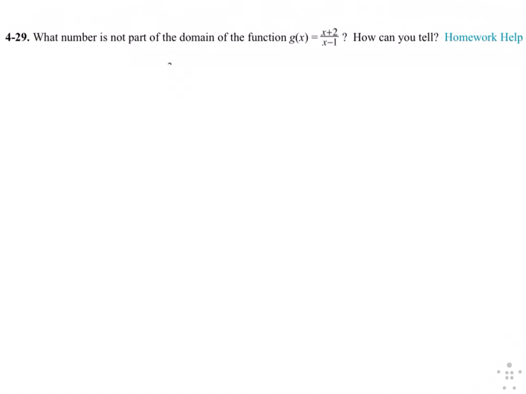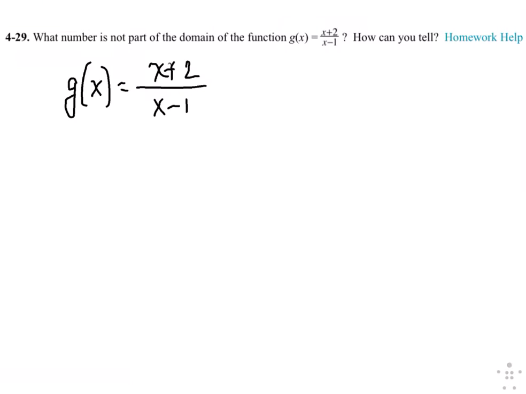Okay, for 29, they're saying what number is not part of the domain of the function. So remember, when we have a function like this, g of x equals (x plus 2) over (x minus 1), when there's a variable in the denominator, we have to make sure that that denominator cannot be 0. And the way we do that is by limiting the domain.